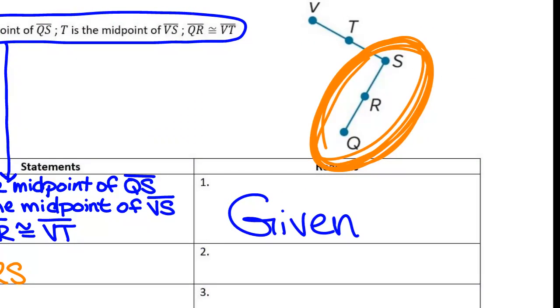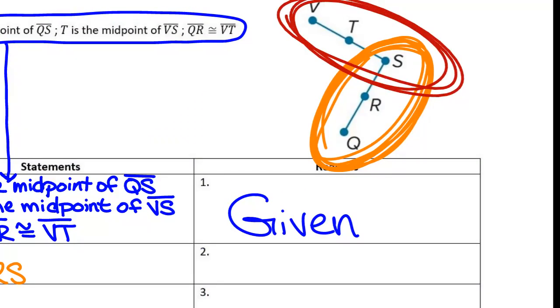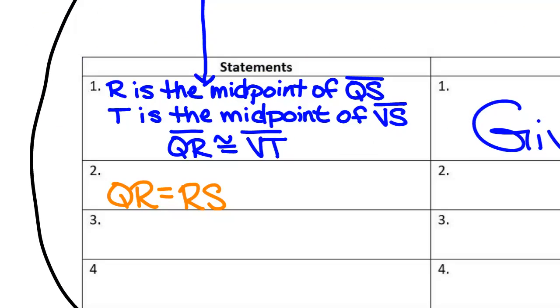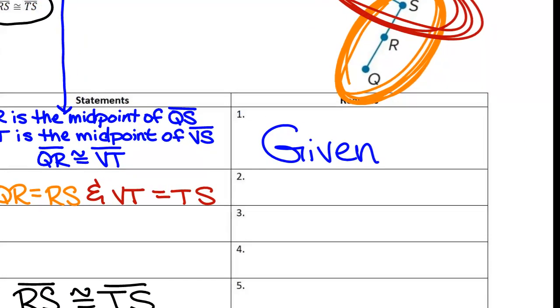Could I say something similar about the other midpoint that we know about? Yes, and VT is equal to TS. What are we using to be able to say that again? Definition of midpoint.